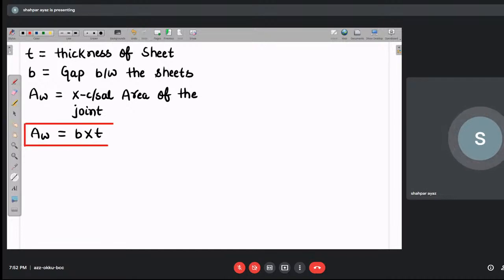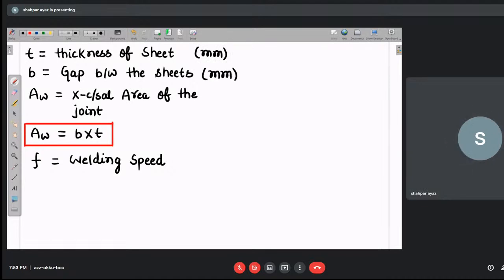Second formula is, my dear, after AW, F is your welding speed. Its unit is mm per second, and the unit of AW is mm square.